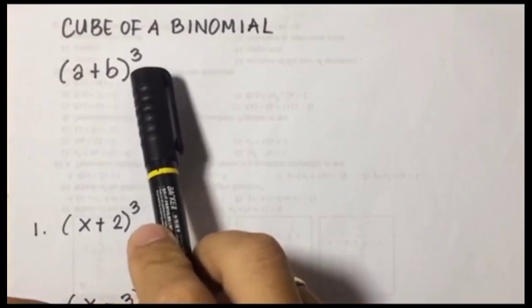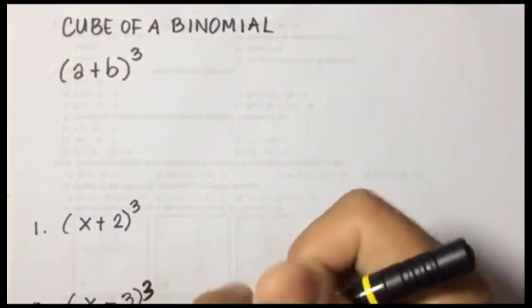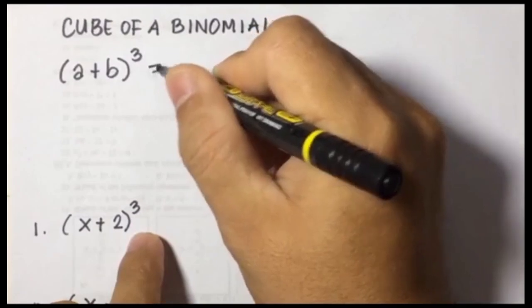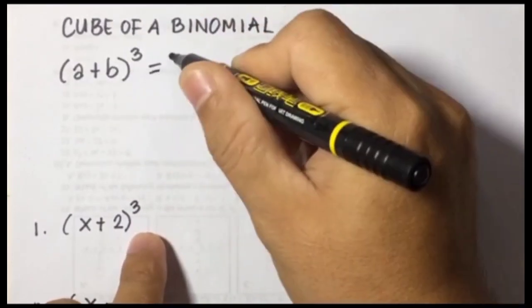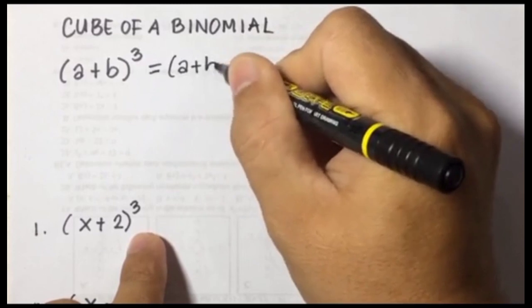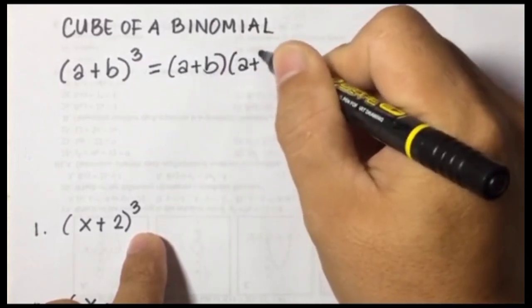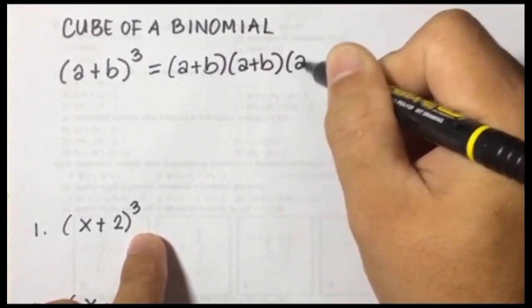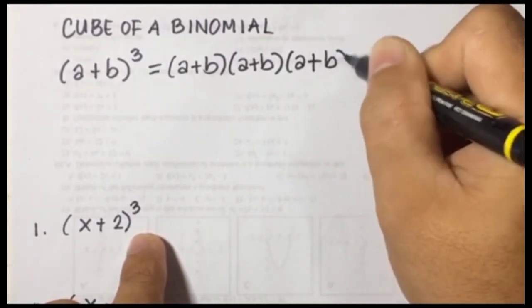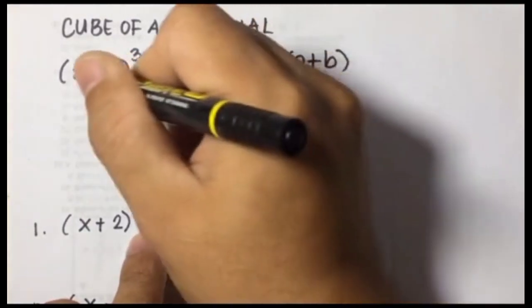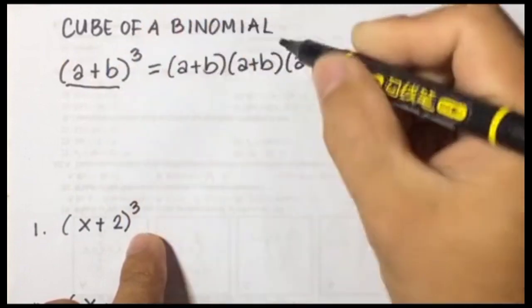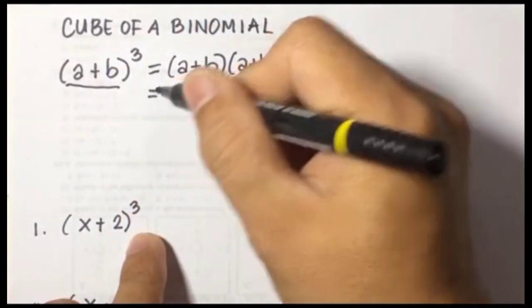Hello guys, for today's video, I'm going to discuss the cube of a binomial. A plus B, and it's being cubed, so raised to the power of 3. A plus B cubed, you can have that as A plus B times the quantity of A plus B times the quantity of A plus B. So we're just multiplying the binomial 3 times by itself.